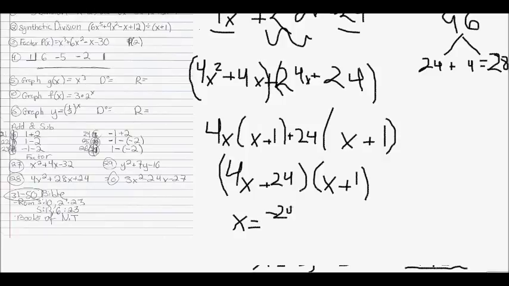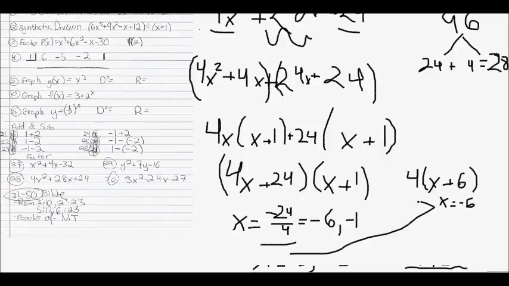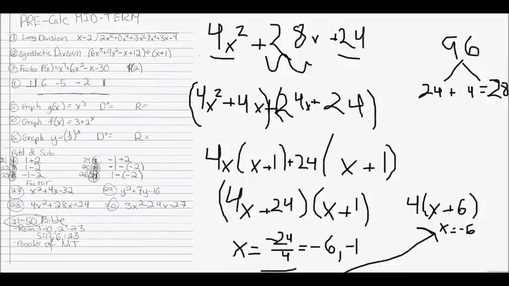So what we get for the answer is x equals negative 24 over 4, which is the same thing as negative 6, and x plus 1, which is negative 1. If we had factored out 4 from 4x plus 24, let me do that on the side, we would have gotten x plus 6, which is x equals minus 6. So you could have done it this way, or you could have done it this way, whatever way you preferred.